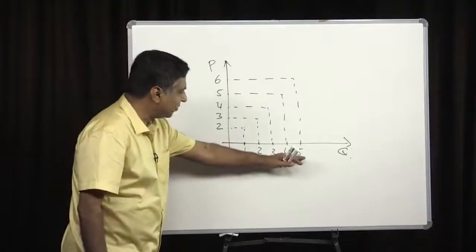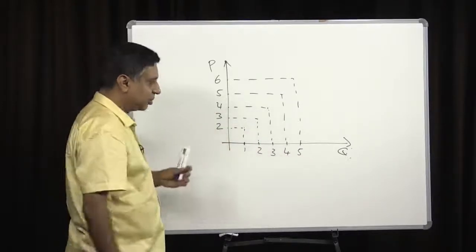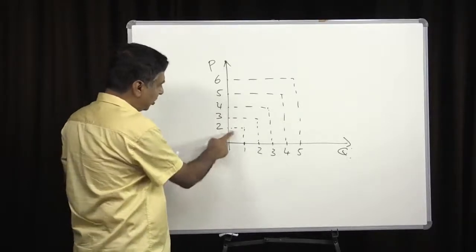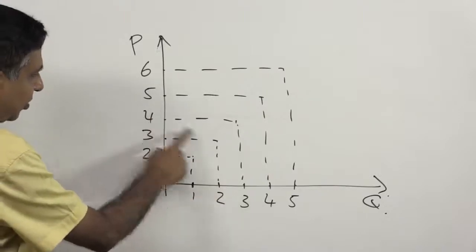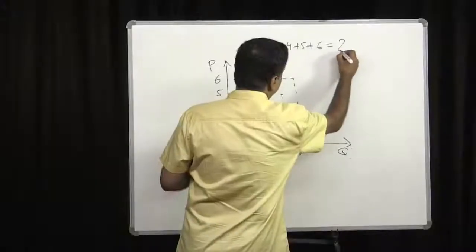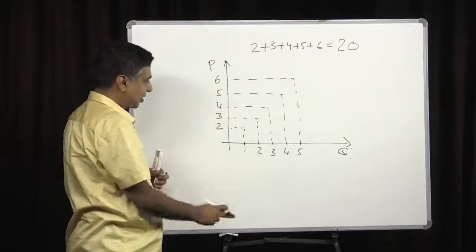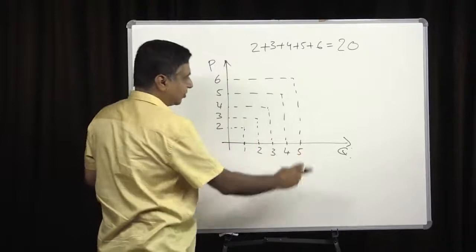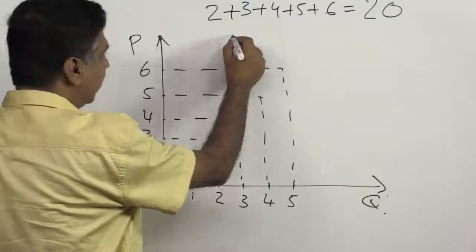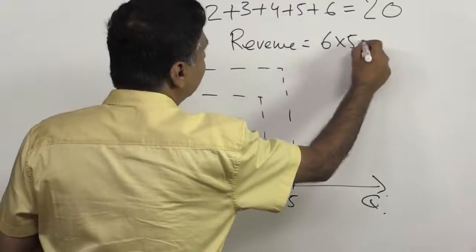To supply 5 units, or to sell 5 units, how much is he willing to accept as a total compensation? So you can say it's 2 plus 3 plus 4 plus 5 plus 6. So how much does that come to? Equal to 20. Now we said earlier that the price is 6 rupees and he is selling 5 cups of tea. So the total amount he is making is 6 into 5. So revenue is equal to 6 times 5 is equal to 30.